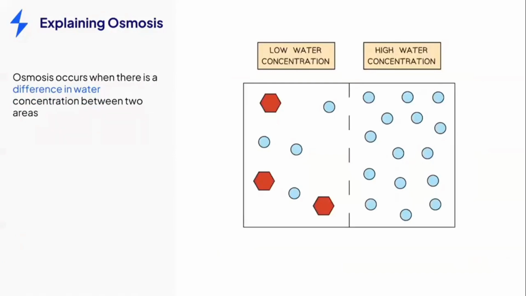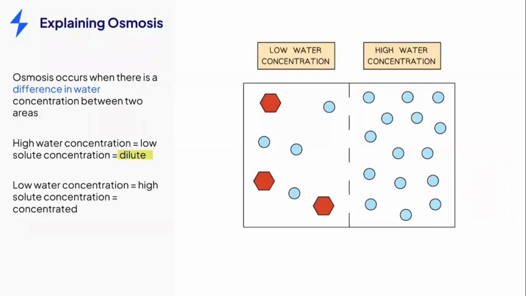We can determine the direction of water movement in a given scenario if we know the difference in water concentration. A solution with a high water concentration will have a low concentration of solute particles such as salt or sugar. This means that the solution is dilute. Conversely, a solution with a low water concentration and a high solute concentration is a concentrated solution.